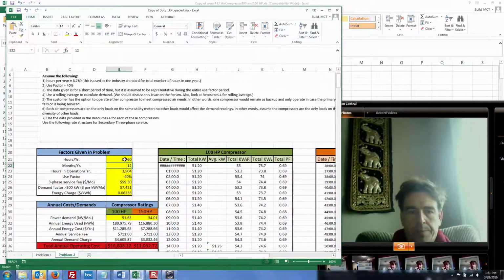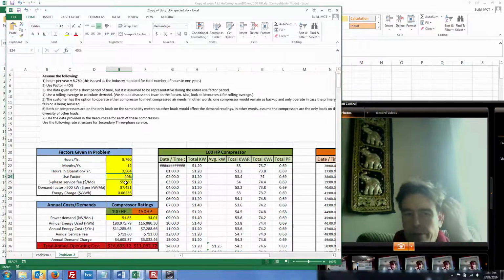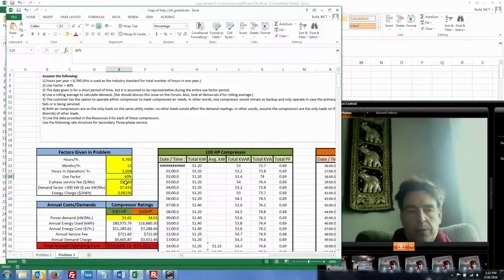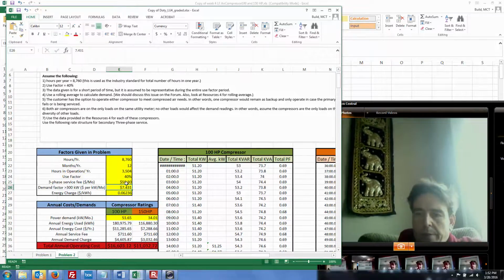8760 hours per year, 12 months per year. The product of those is the number of hours per year times the use factor, which is 40%. The three-phase service fee, I think this was a little different in Fraser's solution, but that's okay. $59.30 per month. That's basically paying to have the three-phase service coming right to the house there.